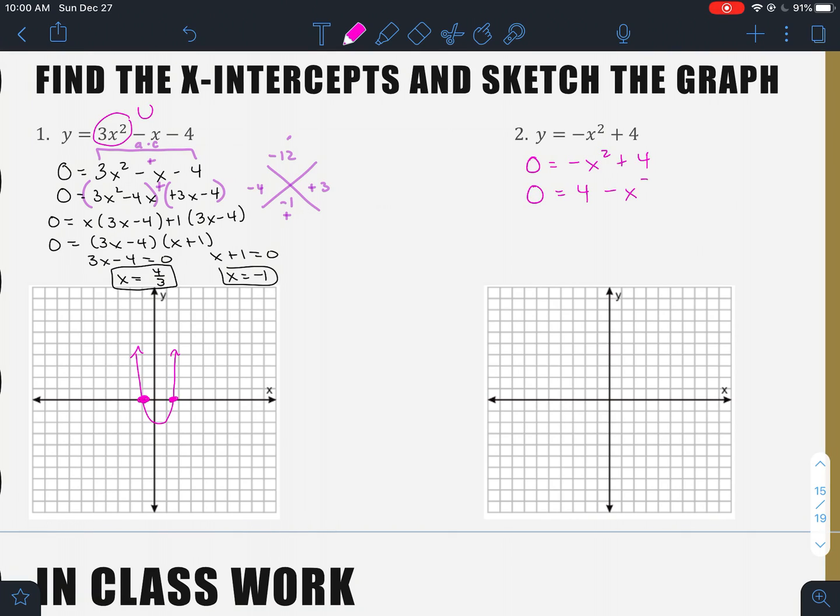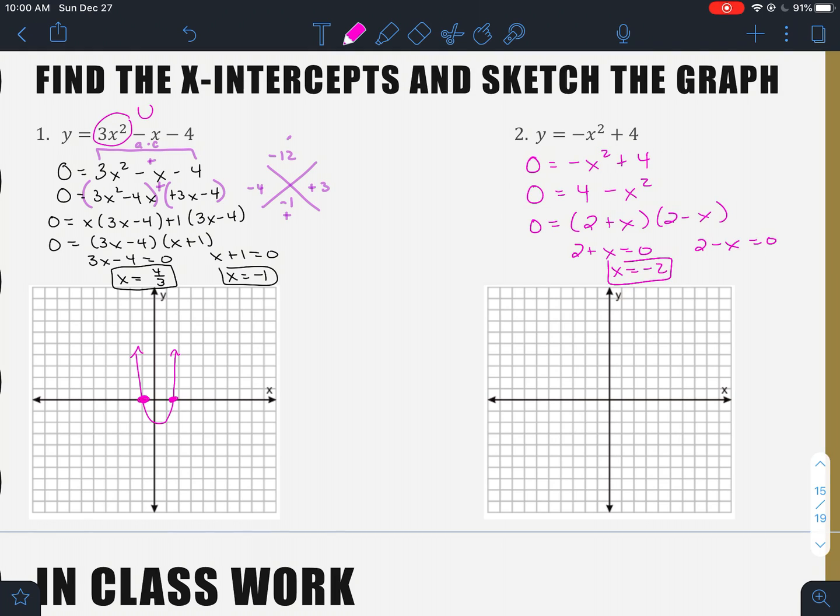Both of those are perfect squares, but right now there's a plus sign in the middle. Can I rewrite it so it would be a difference? Well, it would be 4 minus x squared. And so now I have a difference of 2 perfect squares. So I've got 2 plus x and 2 minus x when I factor it.